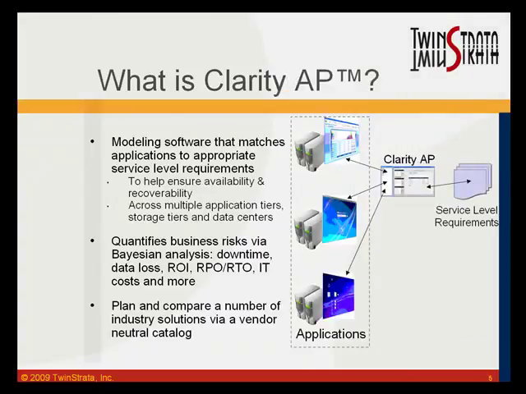As mentioned at the onset of this presentation, Clarity AP was used to perform the analysis. Clarity AP is software that helps match applications and storage to the appropriate service level requirements to help ensure availability and recovery across multiple application tiers, storage tiers, and even data centers. Clarity AP quantifies business risks via a Bayesian analysis that calculates risk of downtime and data loss, ability to meet recovery objectives, capital and operational costs, and more. Clarity AP provides a simple ROI model that takes into account all of the above factors.